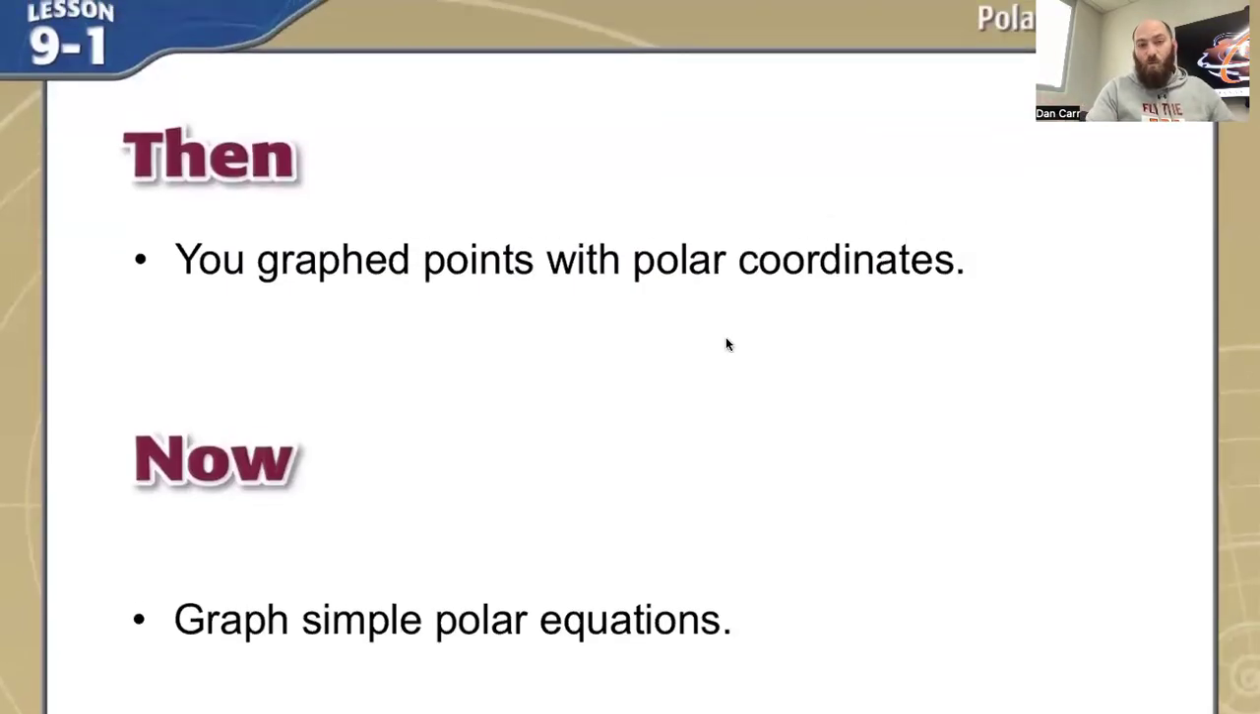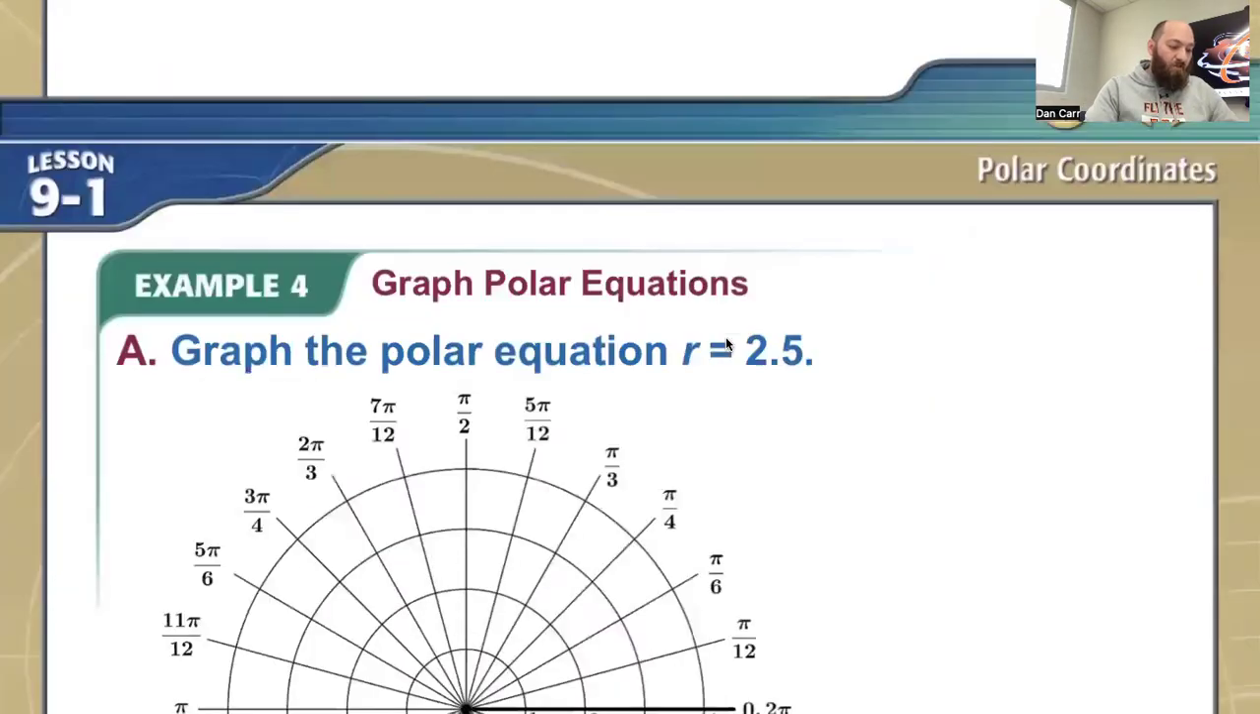Today we're going to be looking at 9-1 day 2. What we did was we started with our initial polar coordinates. Now we're going to talk about simple polar equations that are based on that. Okay, so let's take a look here.